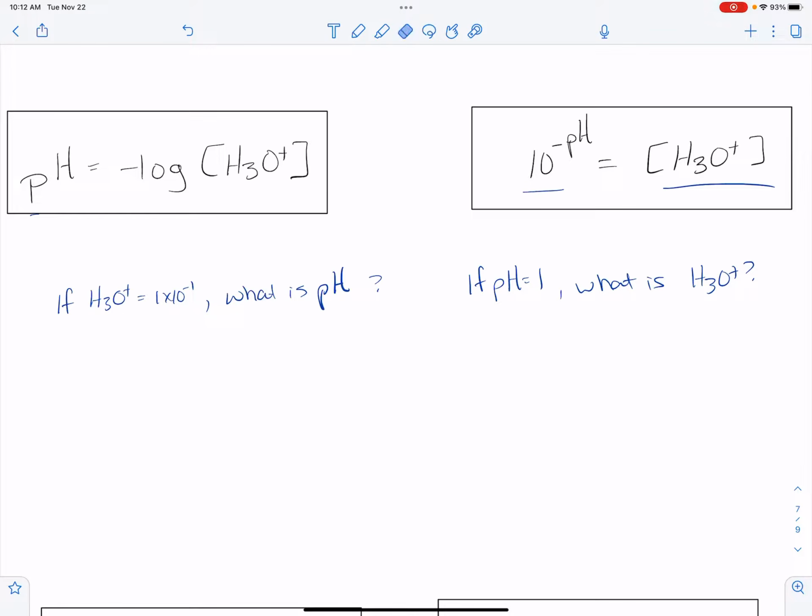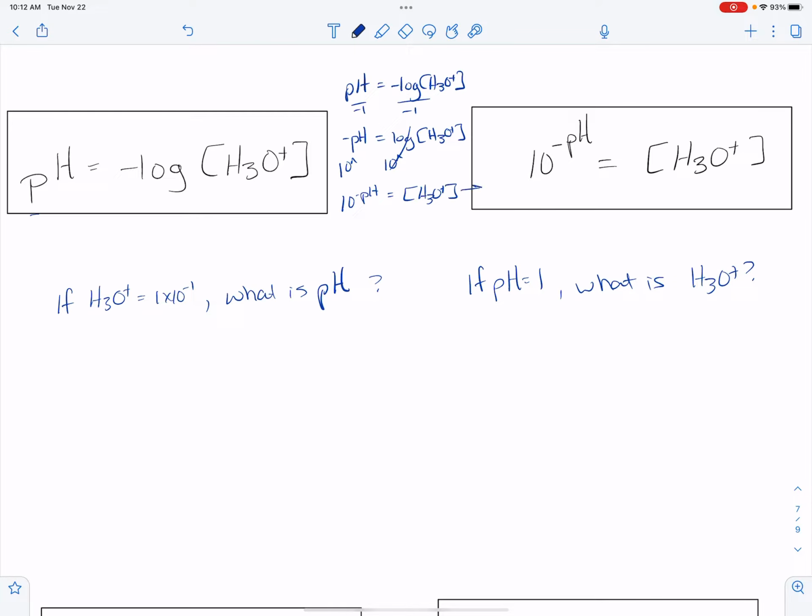Right, so in the boxes, I have two equations that may look like two separate equations, but they are actually the same equation. You just have to remember your log rules so that you can get between them. So if I take the left equation, pH equals the negative log of H3O plus, and I divide both sides by -1 to get the negative over on the other side, and then I do 10 raised to to get rid of the log, I will end up with 10 to the negative pH is equal to H3O plus.